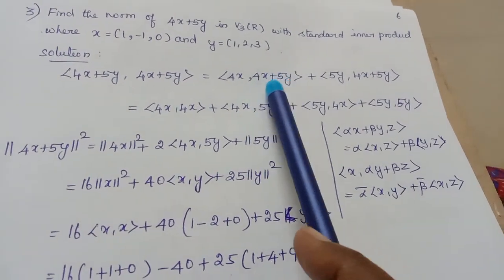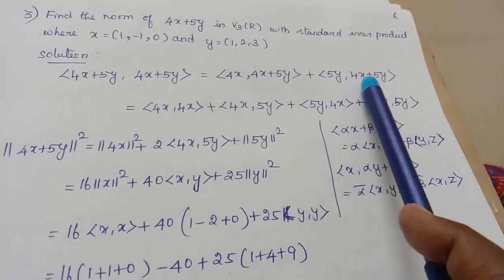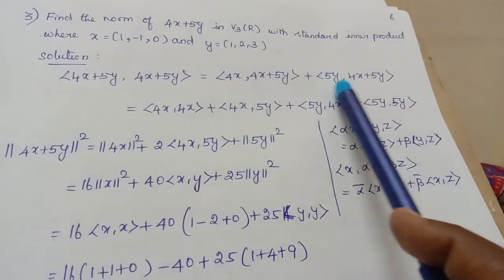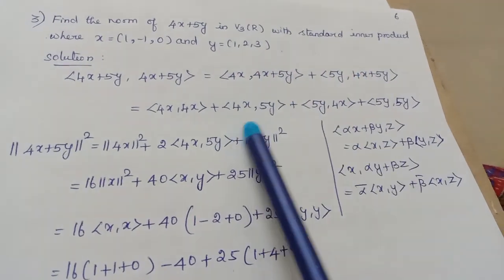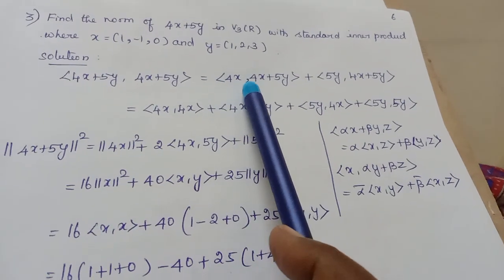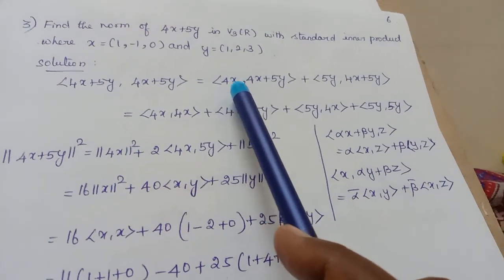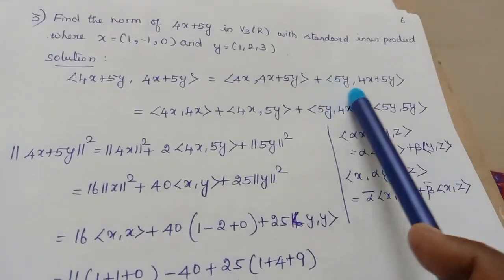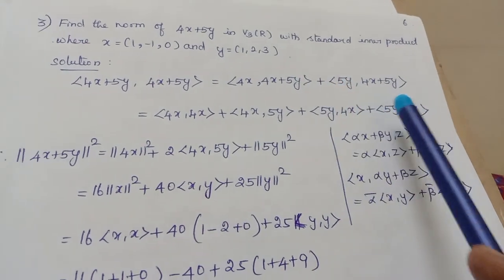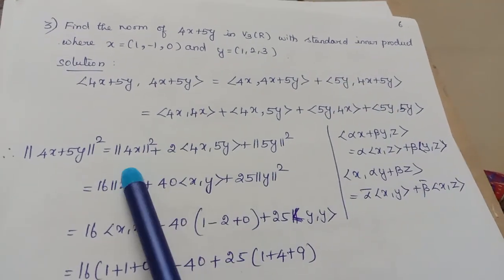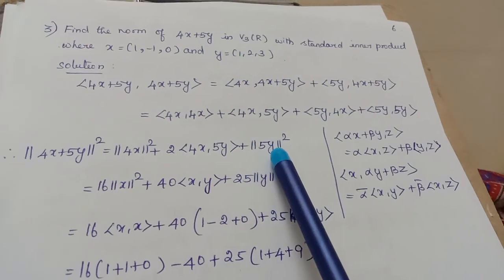Next, let me split this one and then this one. So this will give you two terms and this will give you again two terms. So 2 plus 2 equal to 4 terms you will be getting. So inner product of 4x with 4x, 4x with 5y, then 5y with 4x, and 5y with 5y. Right. This is norm of 4x square and this is norm of 5y square.